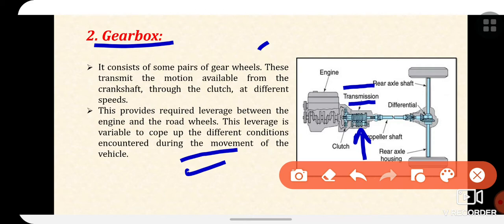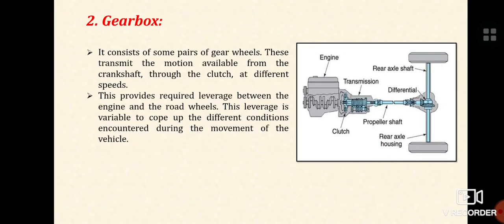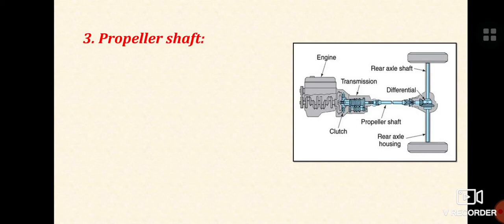So, the gearbox consists of some pairs of gear wheels. These transmit the motion available from the crankshaft through the clutch at different speeds. It provides the required leverage between the engine and road wheels. This leverage is variable to cope with the different conditions encountered during the movement of the vehicle. In the next slide, we will discuss the propeller shaft.